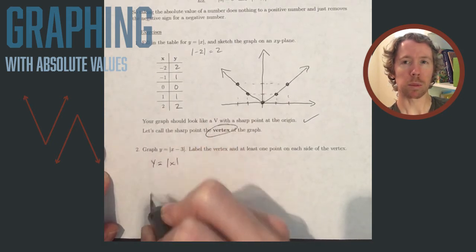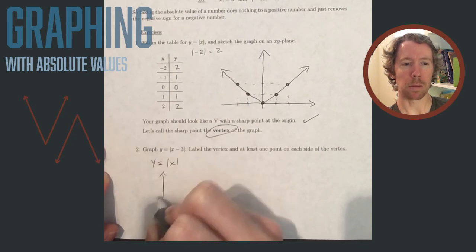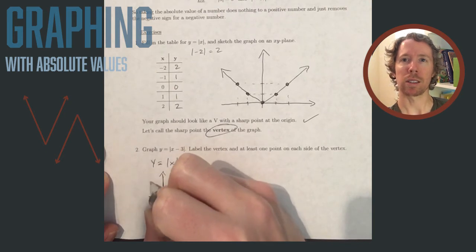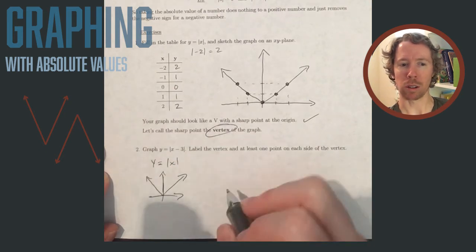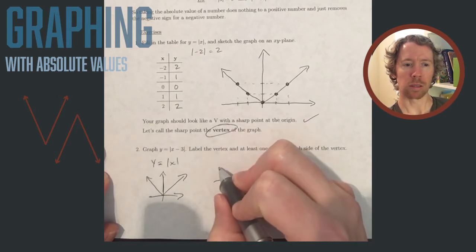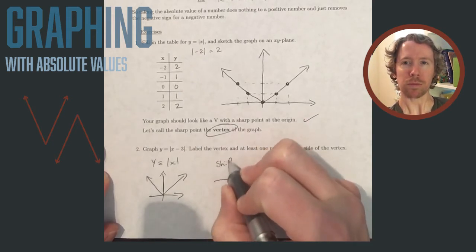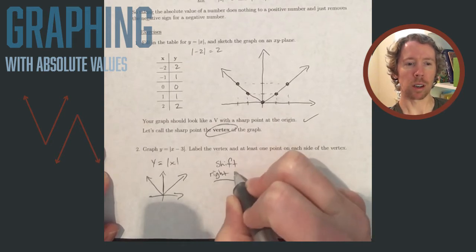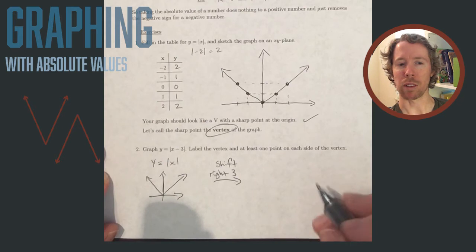If I want to graph the absolute value of x plus or minus something, then I'll just graph the absolute value of x and then shift that to the right or to the left. So here, if I've got absolute value of x minus 3, I just take the graph of absolute value of x, shift it to the right 3, and then that gives me the graph that I need.